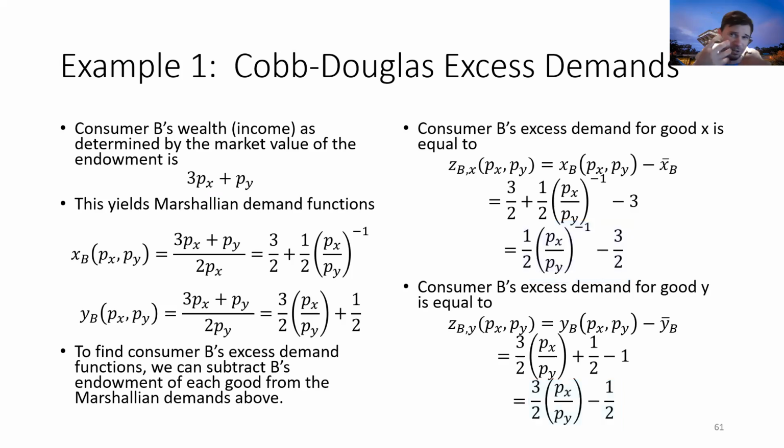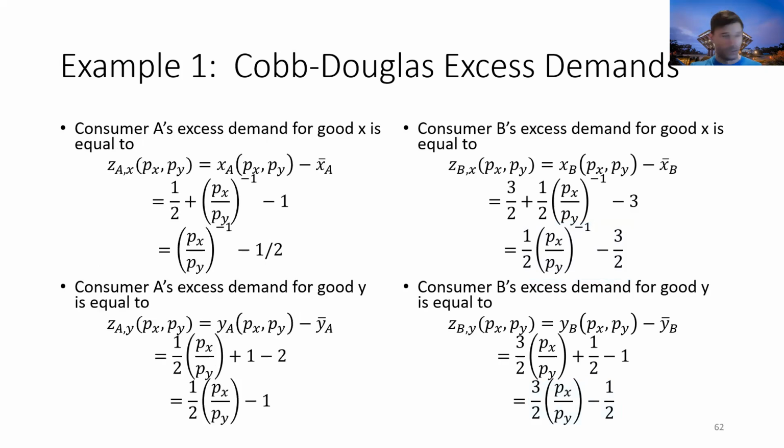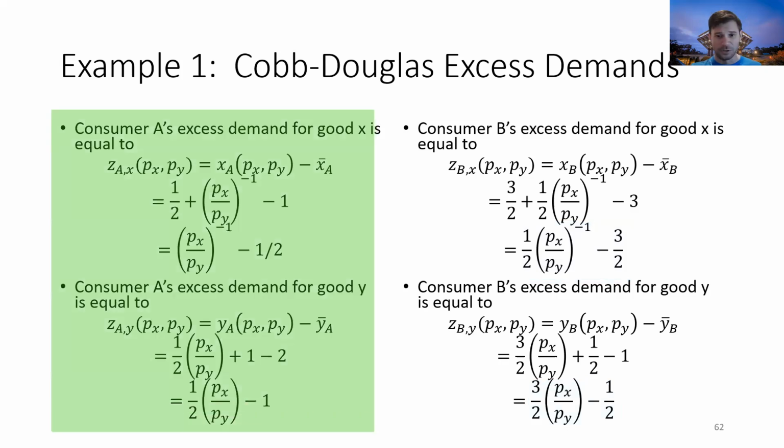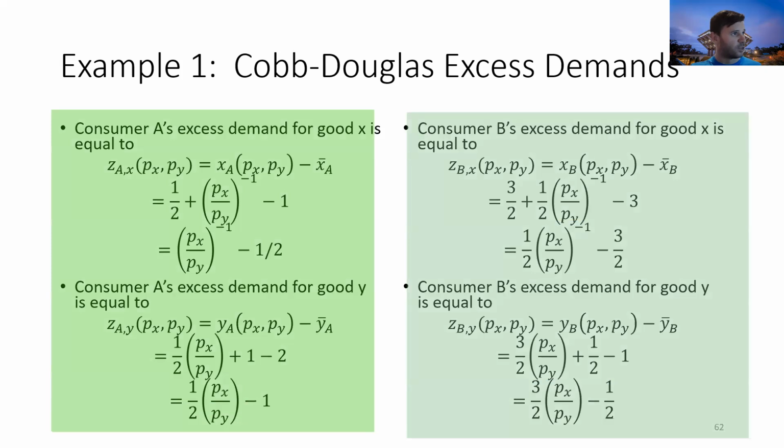Okay, so we solve utility max, right, to get the demand functions, we subtract the endowments, and that leaves us with the excess demand functions. Here we have A's excess demand functions on the left side of the screen. We have B's excess demand functions on the right side of the screen. Now, what we want to do is figure out the total market excess demands in each market.